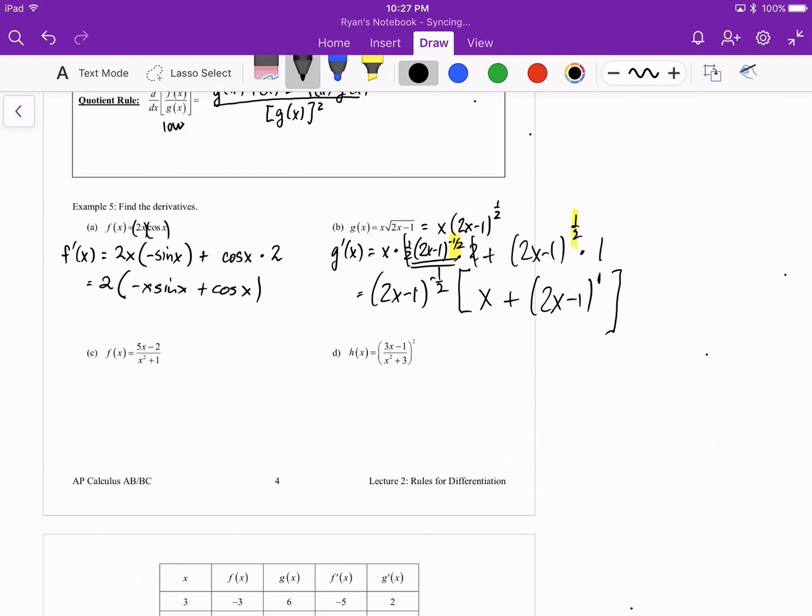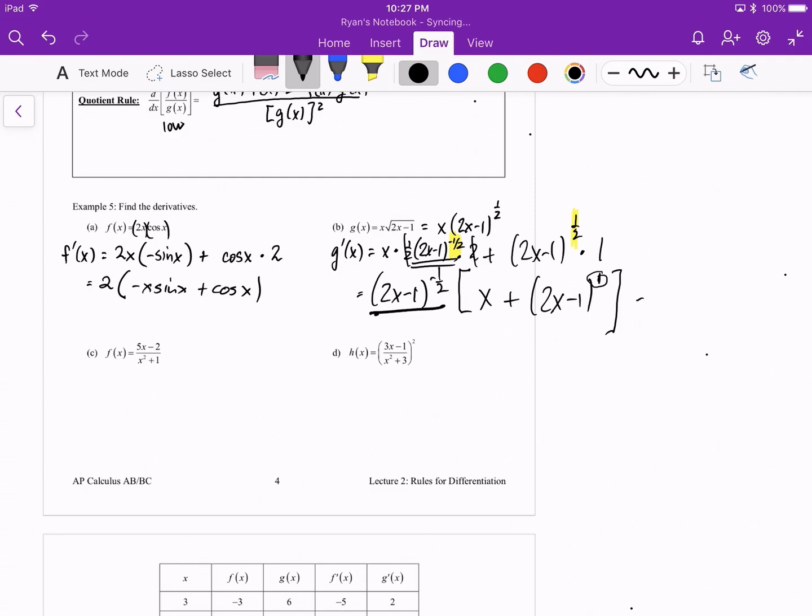Okay, and if that doesn't make sense to you, that's okay. I can explain it more to you in person and maybe in a more one-on-one setting. But why don't you verify for yourself? Pause the video if you need to, and just multiply back through by the 2x minus 1 to the 1/2 here, and just make sure that you end up with what you started. And I think you'll see that that 1 as the exponent right here is correct.